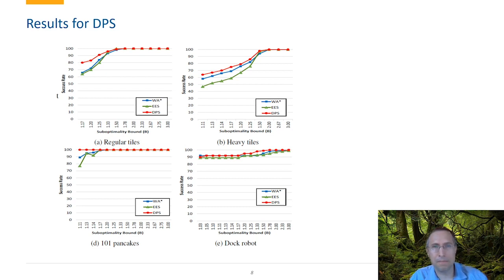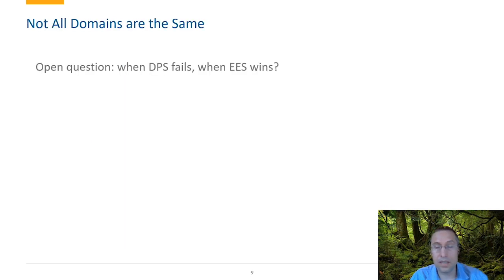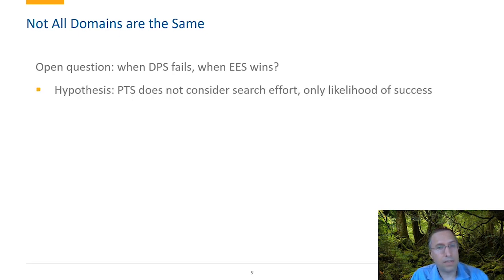Neat. However, there are also some other domains. In these domains, as you can see, DPS does not do amazingly. And the question is why? Why does DPS work well in some domains and not in others? This is an open question. We don't know. However, we have some hypotheses.